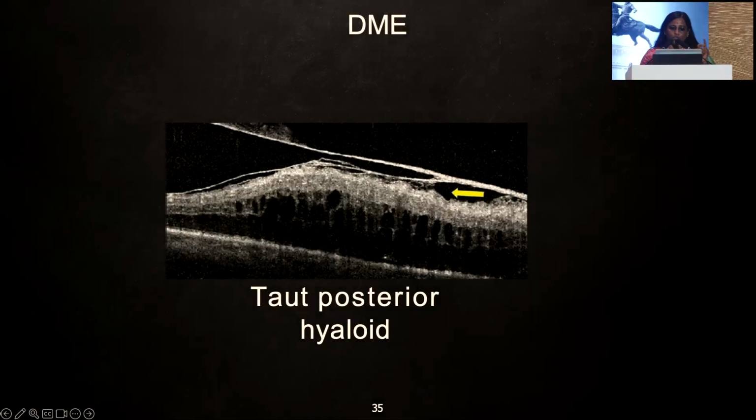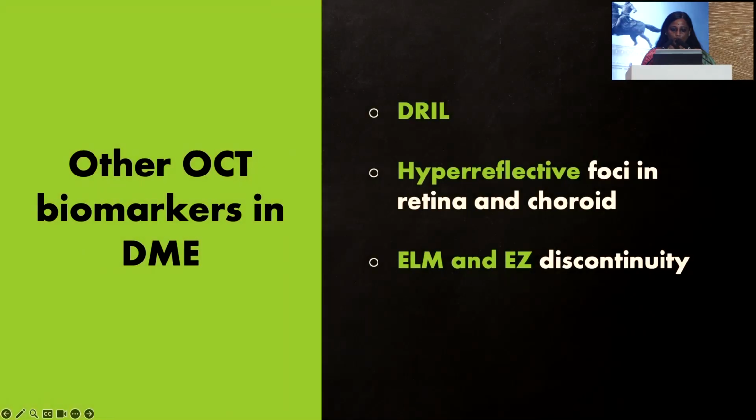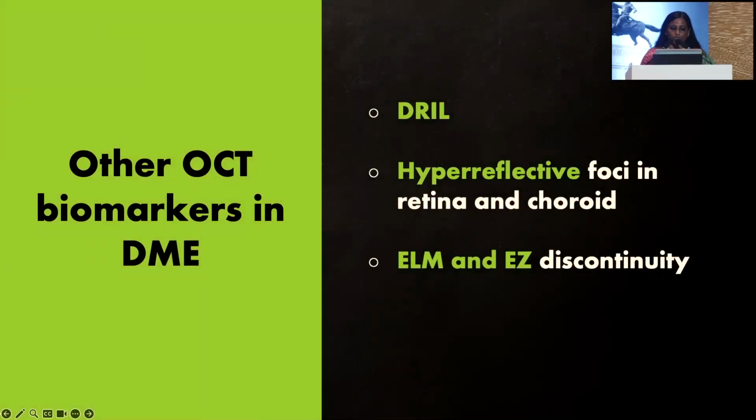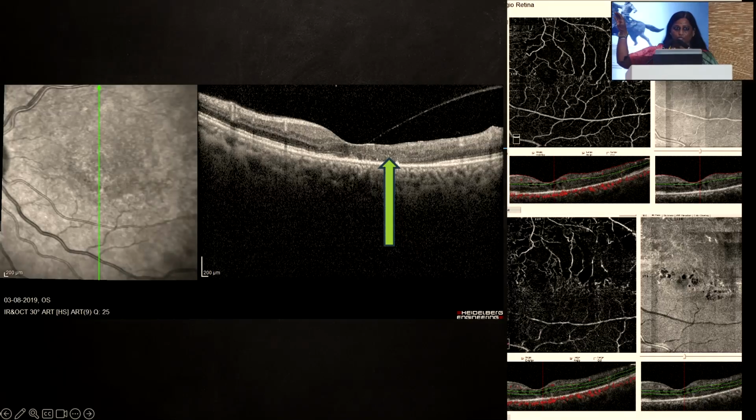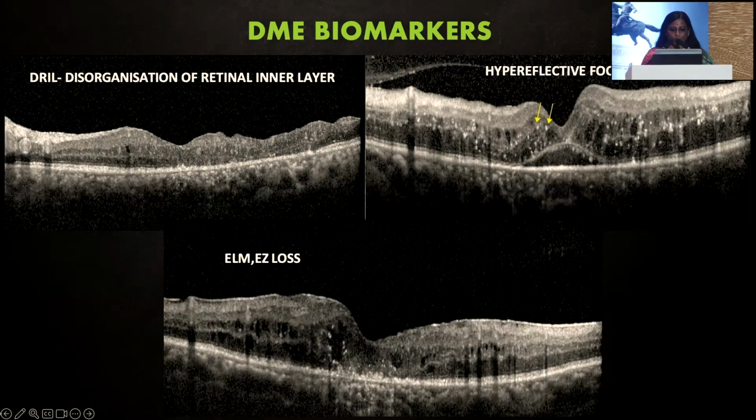And we may also see a taut posterior hyaloid in some of these diabetic retinopathy cases. Here I would like to stress the biomarkers, beyond the scope of this talk, but it becomes important because this can affect vision. DRIL is disorganization of inner retinal layers. You can see on one side, you can make out the retinal layers very clearly, whereas on this side, you cannot really make that out very clearly. So that is indicative of ischemia and also poorer outcomes.